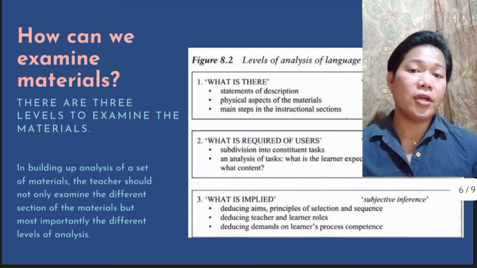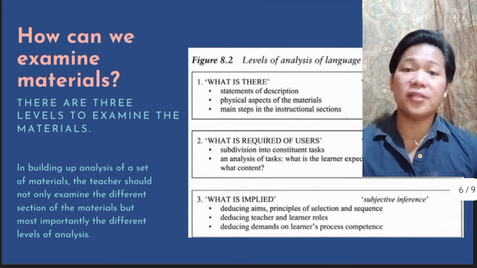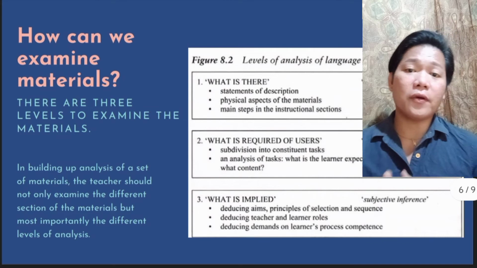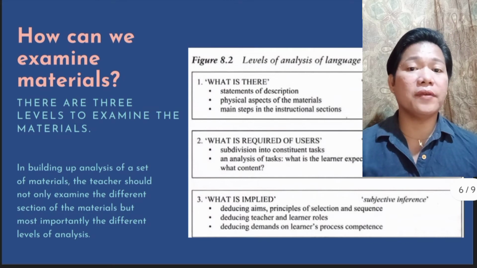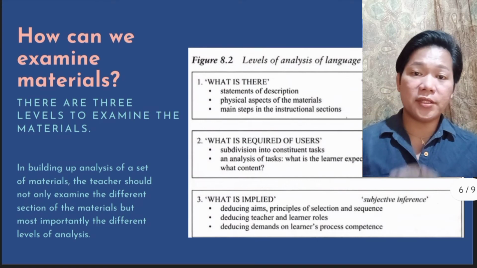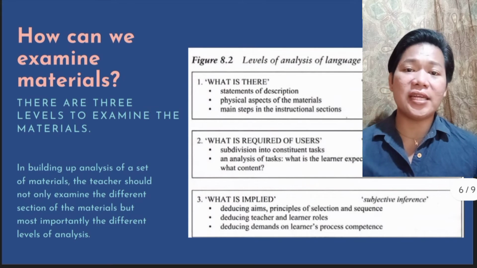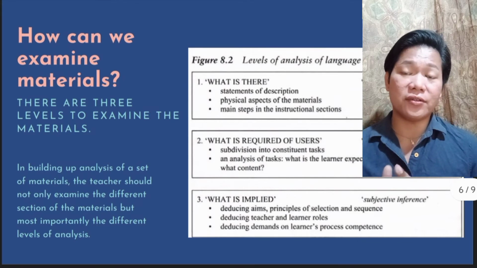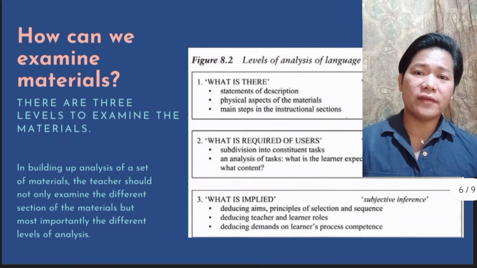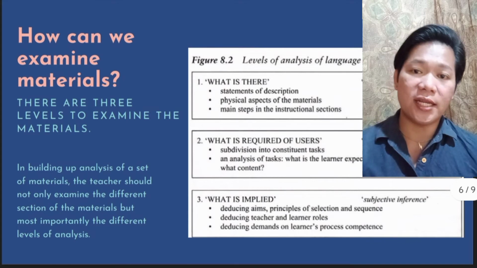For example, if your students are kids, the material should be colorful so that the children will be motivated to learn. It also focuses on the total number of components such as the students' books, workbooks, audio materials, etc. We also check how the materials are divided into different sections or units. Another one is the subdivision of each section into different chapters or lessons.